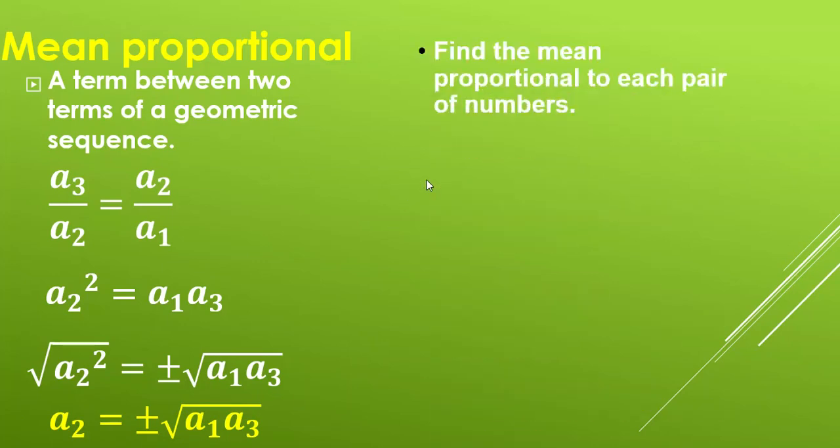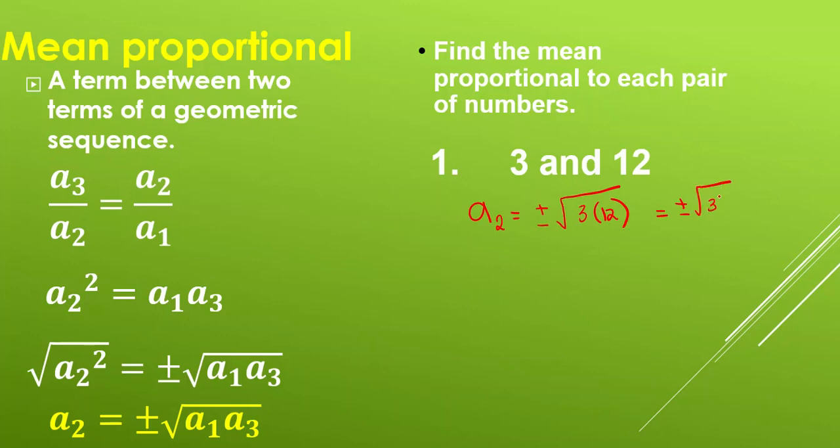Okay, so let's find the mean proportional to each pair of numbers. So 3 and 12. So all you have to do is to use this formula. So you solve immediately to a sub 2 or the geometric mean. So that is positive negative square root of 3 times 12. And that is positive negative square root of 36. So that is 6. Okay? So positive negative 6. I'm sorry. It's positive negative 6. Okay? Next.